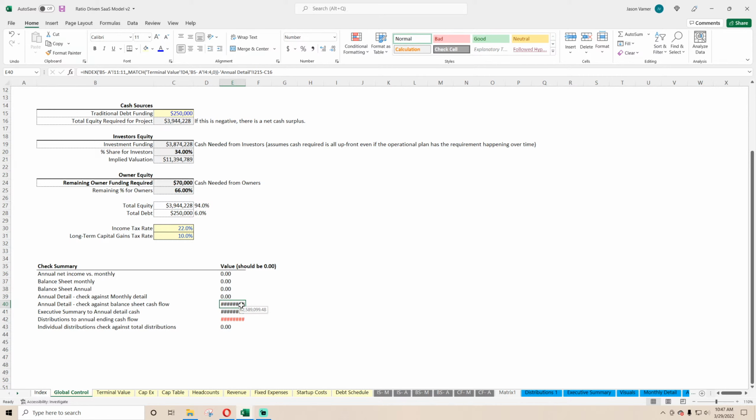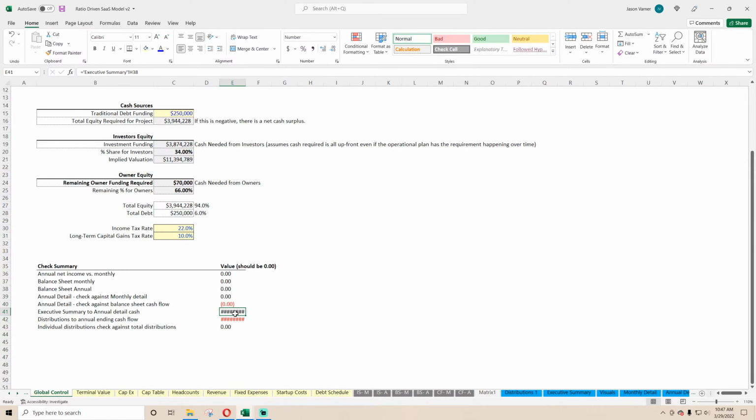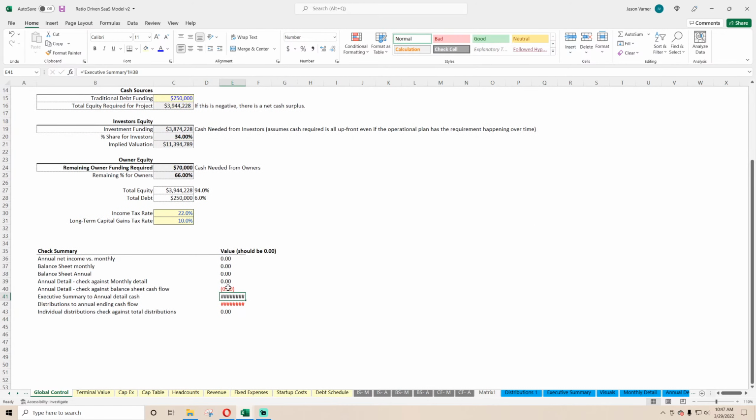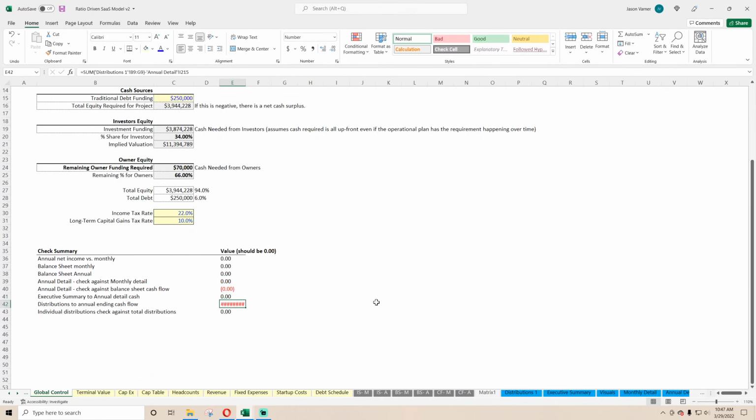Annual detail, so here we want index, so this is indexing the cash balance on the end month minus annual detail. And this is going to be annual detail I-195 minus the total equity required, and that should be 0. It is. Executive summary. We'll have to do that. Oh, we did it here actually, so that's just a new reference. Distributions.